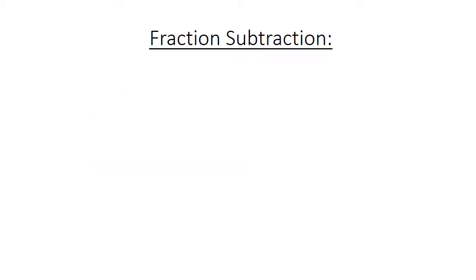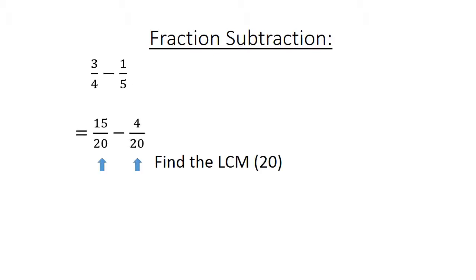Fraction subtraction. 3 over 4 minus 1 over 5. Find the lowest common multiple. 20. 15 over 20 minus 4 over 20 equals 11 over 20.